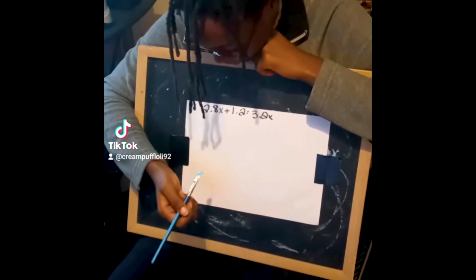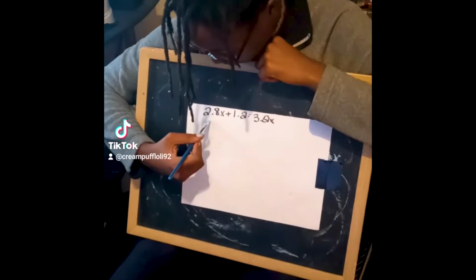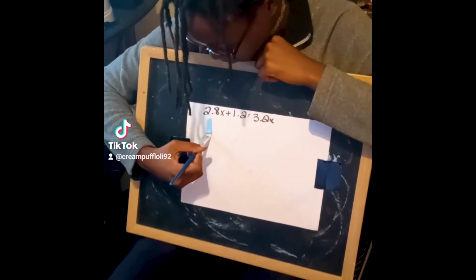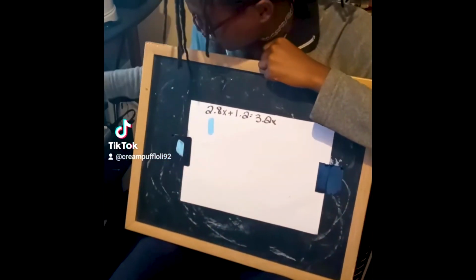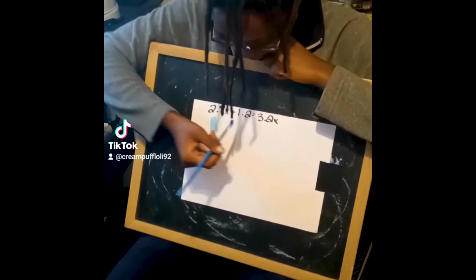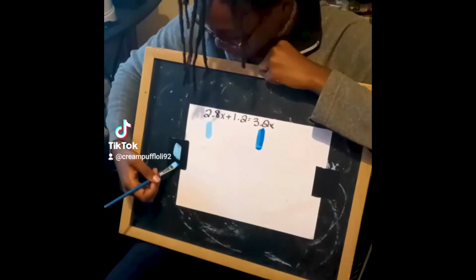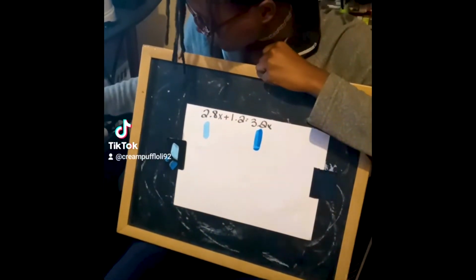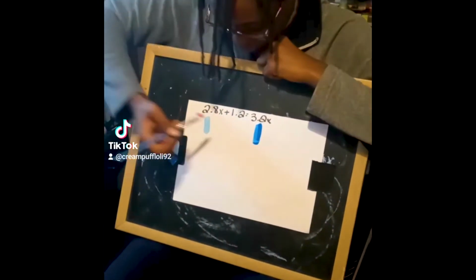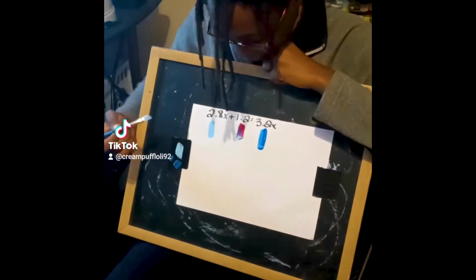Looking for a color is similar to solving an equation. I'm looking for the color purple at the end of this equation. 2.8 is my light blue dye. 1.2 is my red dye. And 3.2 is a darker blue dye.